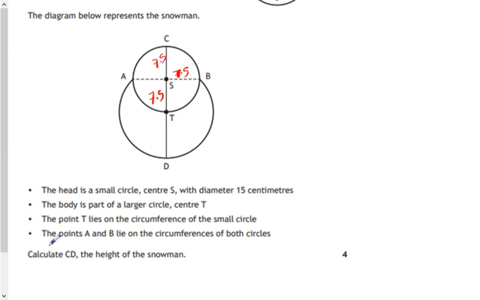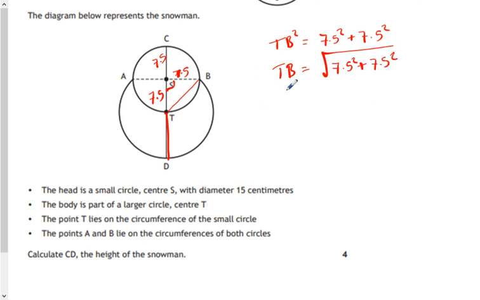So calculate CD, the height of the snowman. So what we need is this size here. Okay, now let's see, how can we solve that one? Well, that radius there, TD, is going to be the same as that radius there from T to B. Since that's a right angle, we can calculate that using Pythagoras. So TB squared is equal to 7.5 squared plus 7.5 squared. So TB is going to be the square root of that, 7.5 squared plus 7.5 squared.